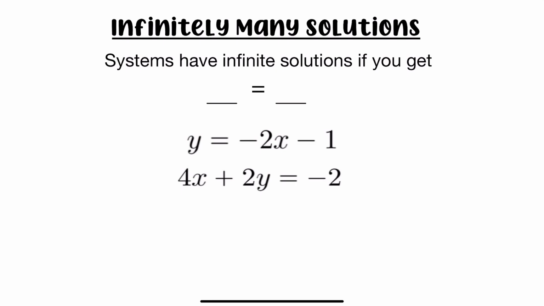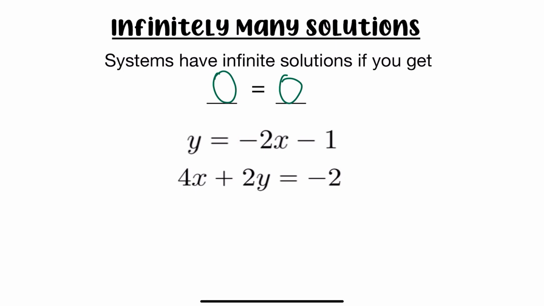Okay, so once again, infinitely many solutions means our lines are going to be the same. They're going to be constantly touching each other, so they will have infinite solutions. They still mean the same thing, they're just going to look a little bit different when we're doing it for substitution and elimination eventually. So, systems have infinite solutions if you get 0 equals 0. So, if you start solving and you end up with 0 equals 0, you know you're going to have infinitely many solutions.